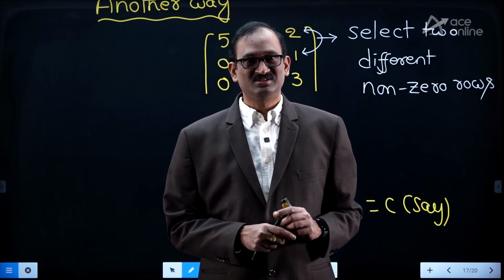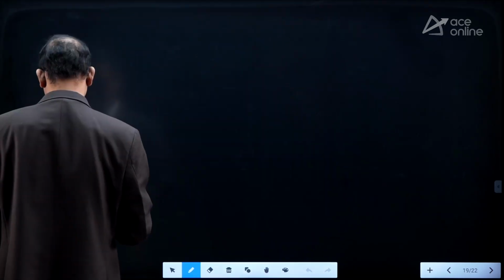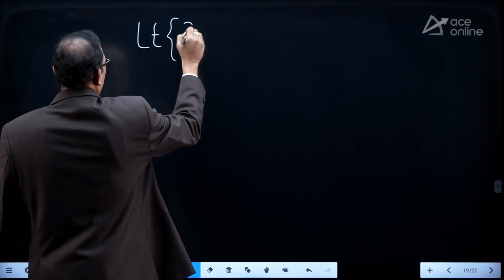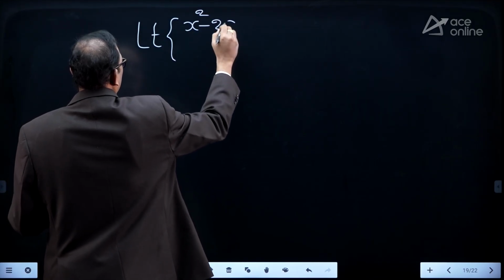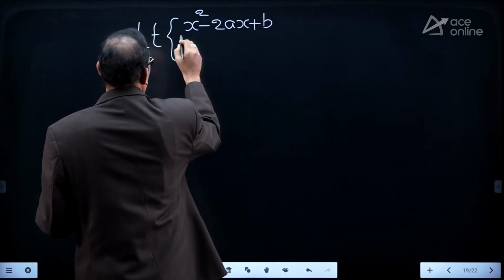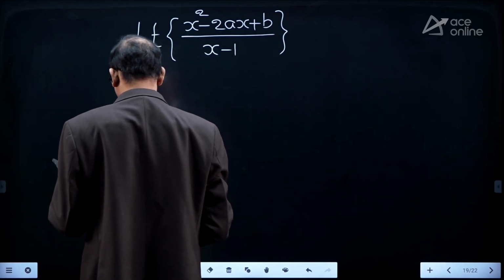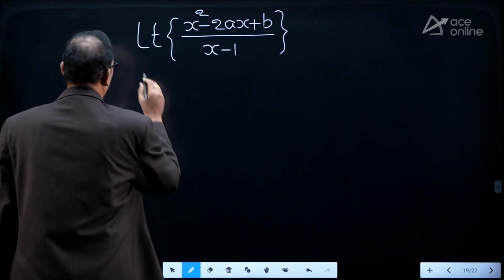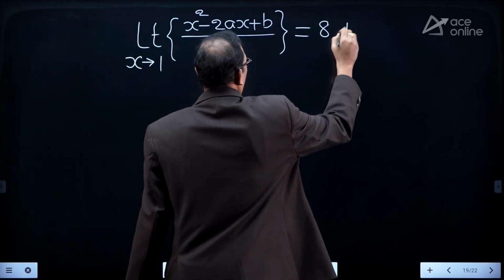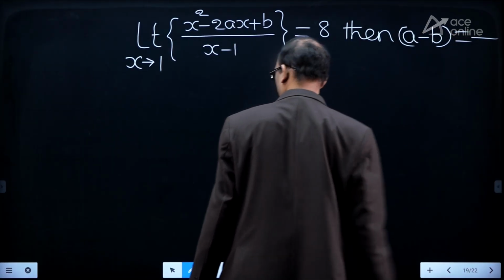Now let us see calculus. Calculus, most important and most expected topic. This is GATE 2024. Limit of x square minus 2ax plus b divided by x minus 1 as x tends to 1 equal to 8, then a minus b equal to dash.